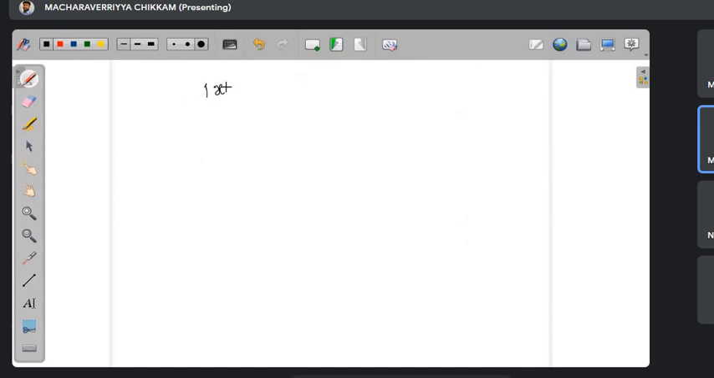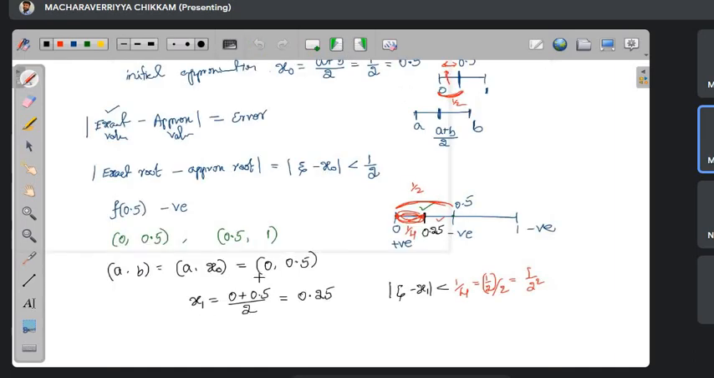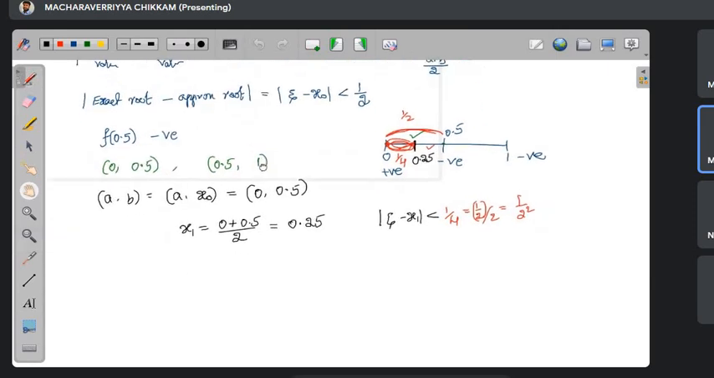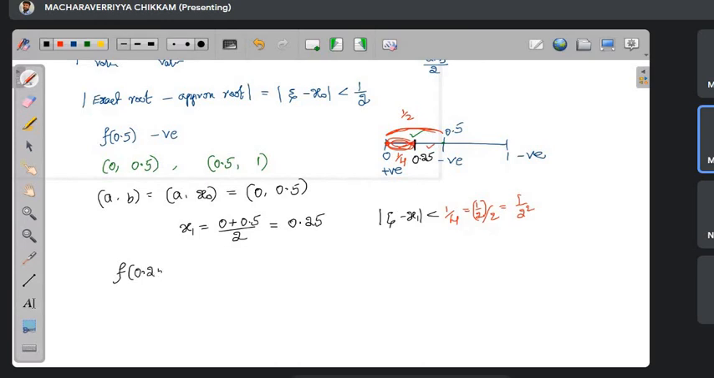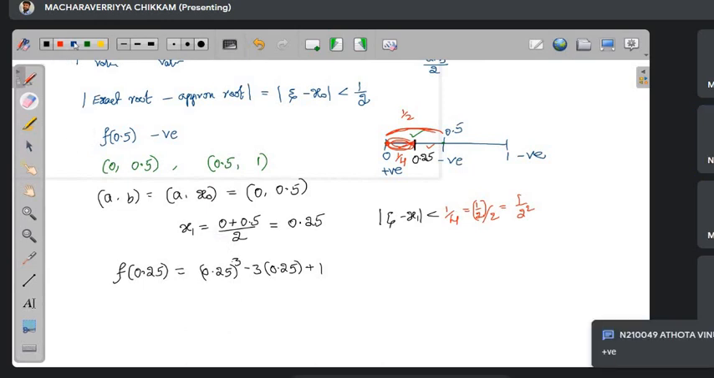Suppose I proceed and go for the next iteration also, you get x2. I need to know the value of the function at 0.25 to find x2. So let me see what is f(0.25). It means you have to compute 0.25 cubed minus 3 into 0.25 plus 1. What is the value? Negative or positive? Just tell me that. Positive, sir. Okay, so it is positive.